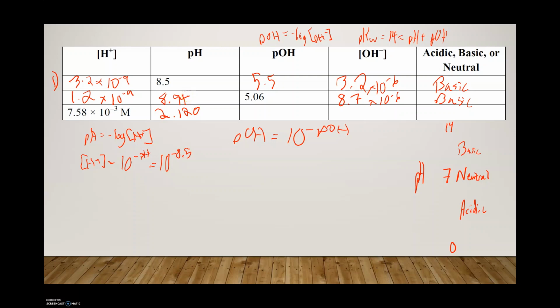2.120 for the pH. Then we're going to subtract that from 14, and we end up with 11.880, and then we do 10 to the negative 11.880, and we end up with 1.32 times 10 to the negative 12 for the hydroxide. Now the pH is below 7, so this is an acidic solution.